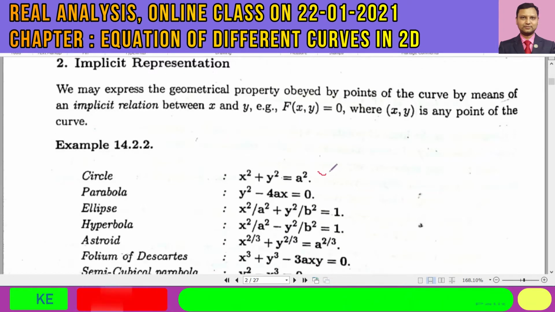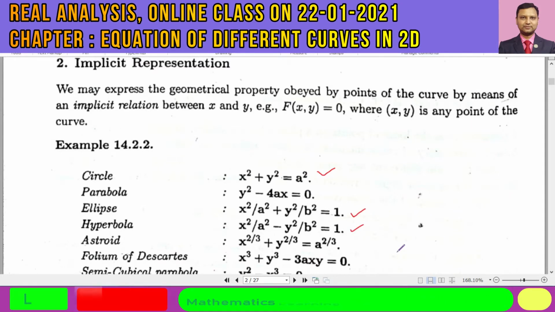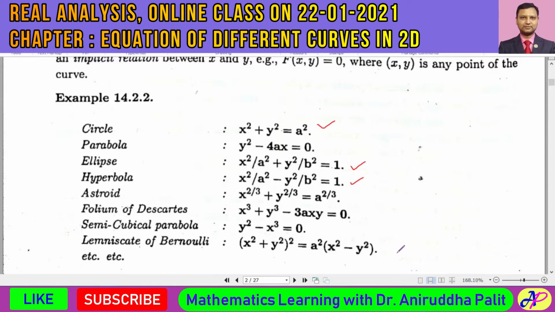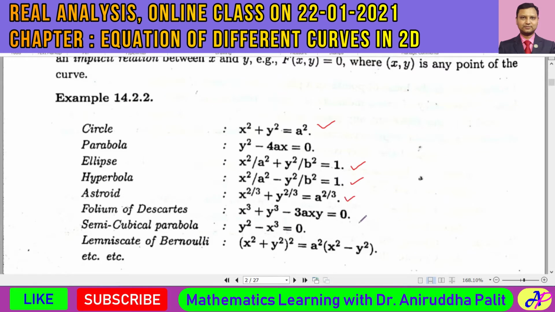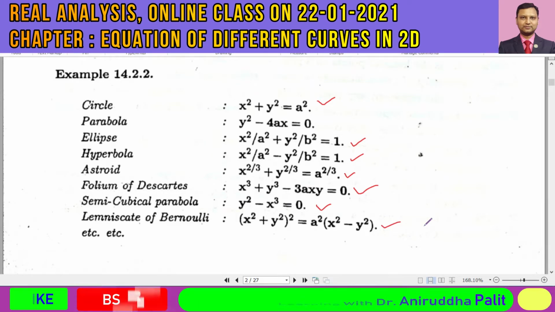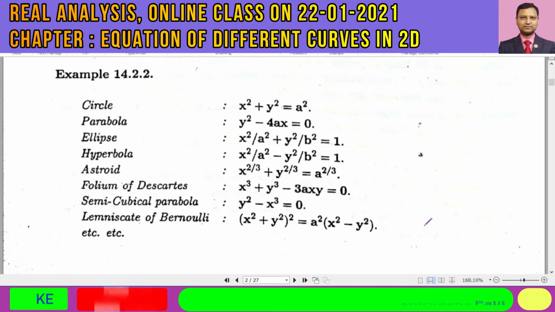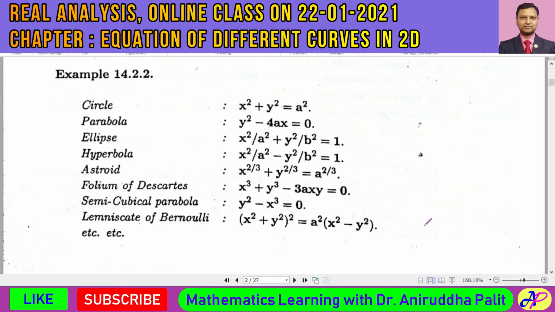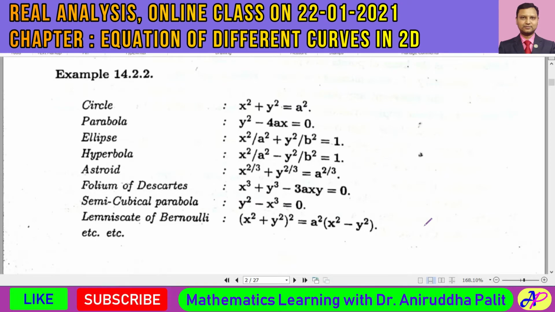Most of the functions are implicit. You see the equation of a circle, the equation of an ellipse, then the equation of a hyperbola. These are all implicit expressions. And we shall study a few other curves in this chapter. This is the curve that is called asteroid. This is the folium of Descartes. This is the semi-cubical parabola. This is the lemniscate of Bernoulli, etc. We shall study a few of these curves, some standard number of curves out of these. So these are all implicit representations of different curves.